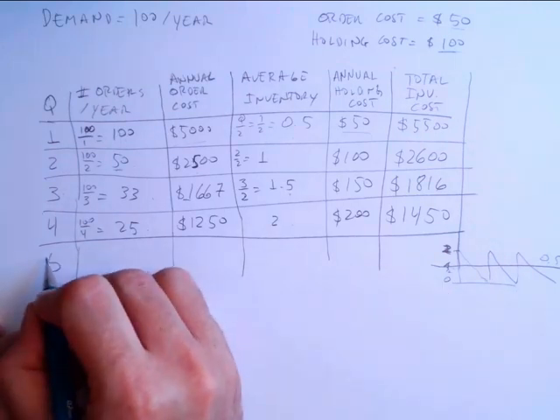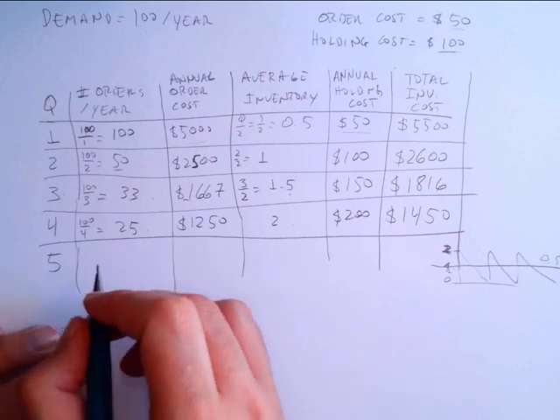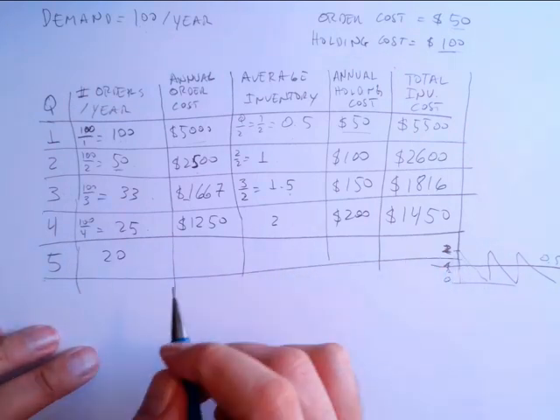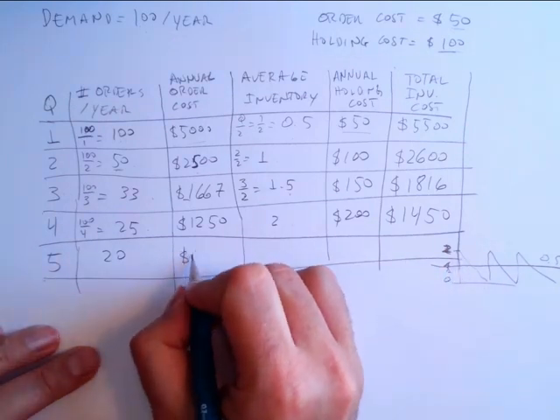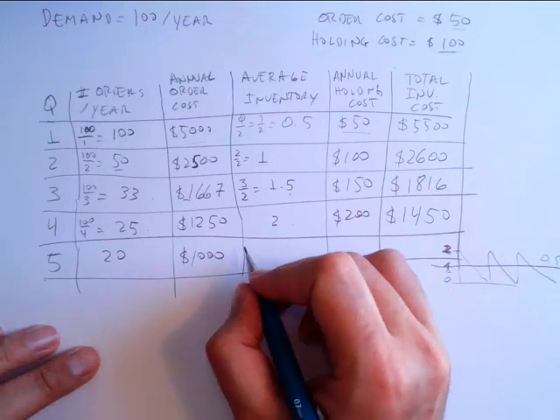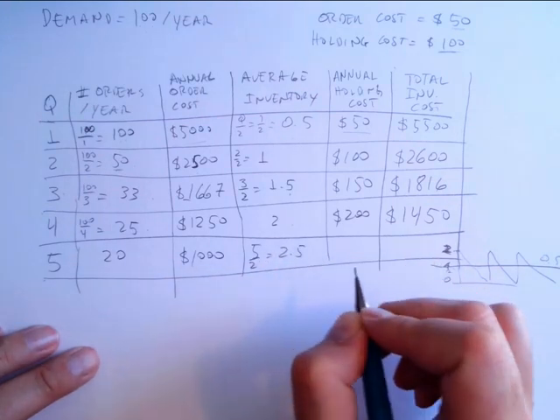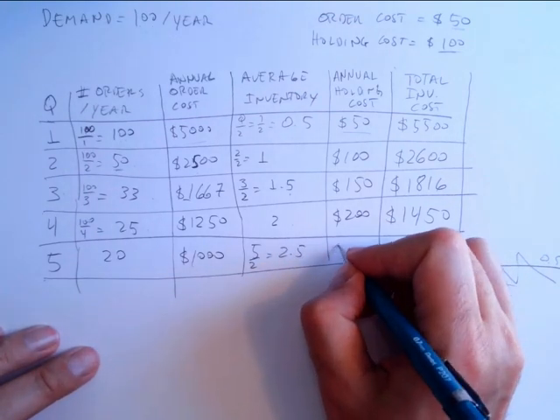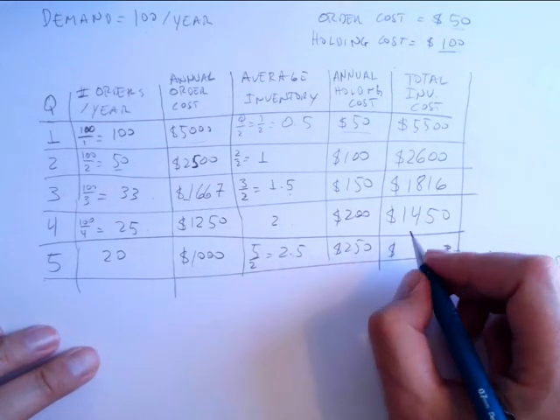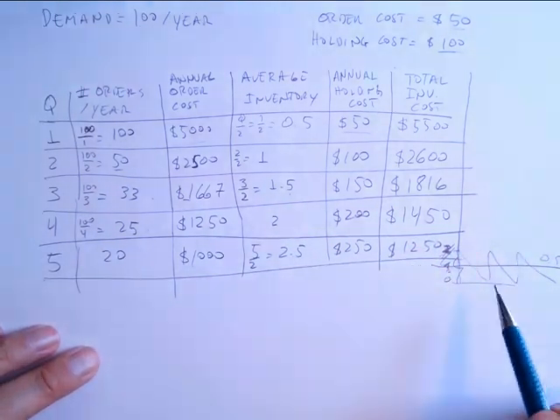Finally, I get to 5, and I'm not going to go further than that. It's going to be 20, so 100 divided by 5 equals 20. It's going to be $1,000, right? 20 times 50. Average will be 5 divided by 2, so that's 2.5. And then the annual holding cost, 2.5 times 100, 250. And my total will be 1,250.